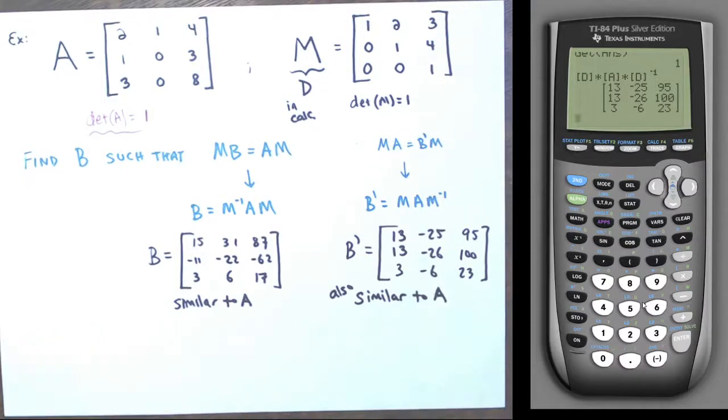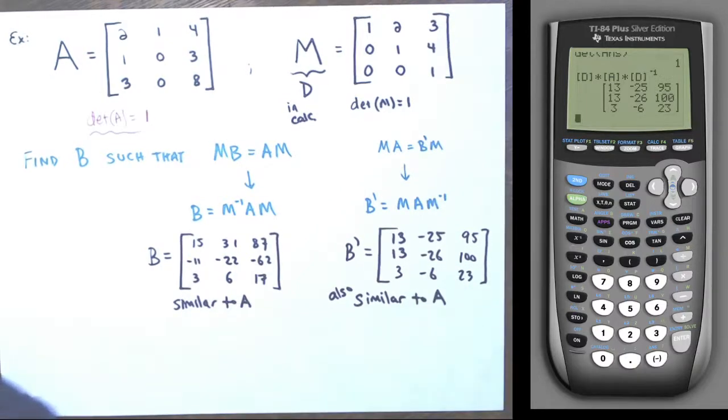And if it's similar to A, it should have the same determinant. This matrix should also have a determinant of 1. Let's see that that's happening. So matrix, math menu, and then the determinant of the previous answer, that matrix, so second answer. And this should also be 1. And it is. Fantastic.